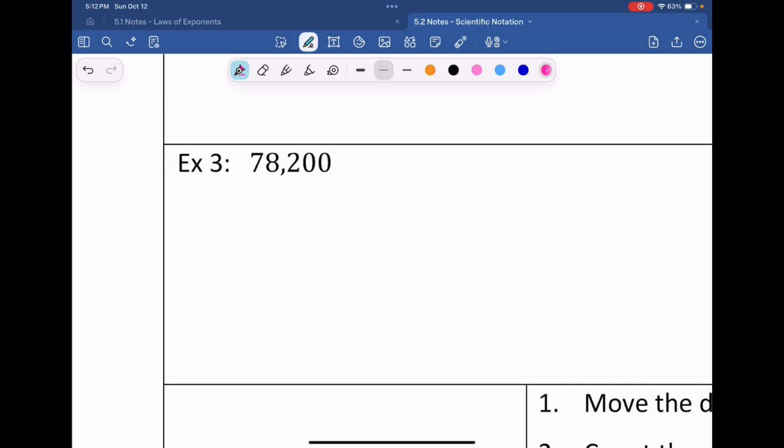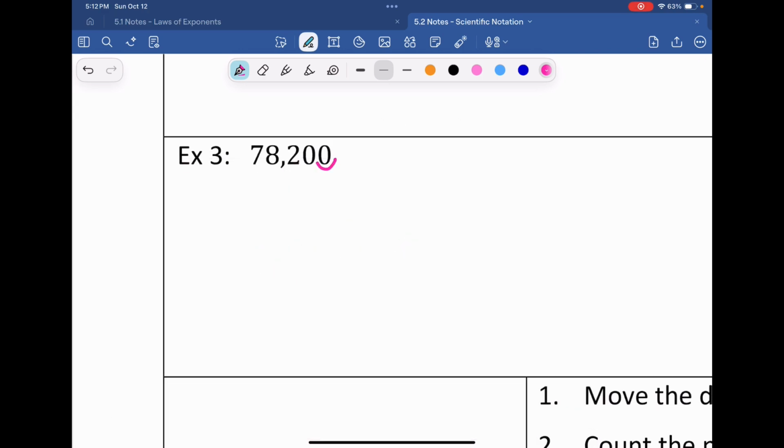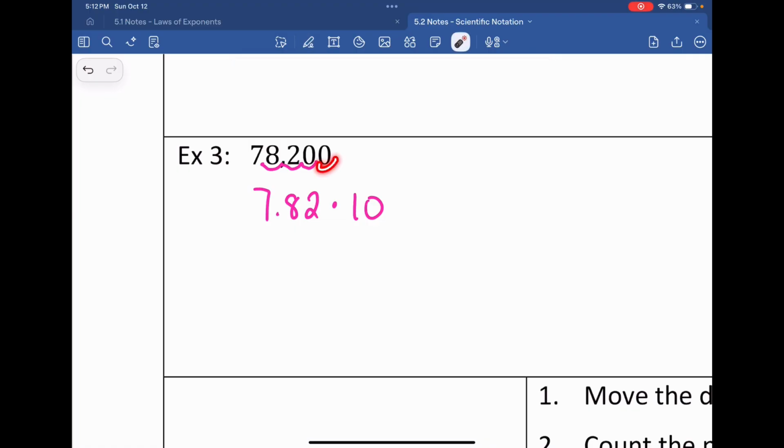Okay, so on this one, move it once, that's 7,820. Twice, that's 782. 3 times is 78. 4 times, that makes your 7. You only list the non-zero digits there. If you have zeros at the end, they don't get listed. Times 10 to the... that was 1, 2, 3, 4.